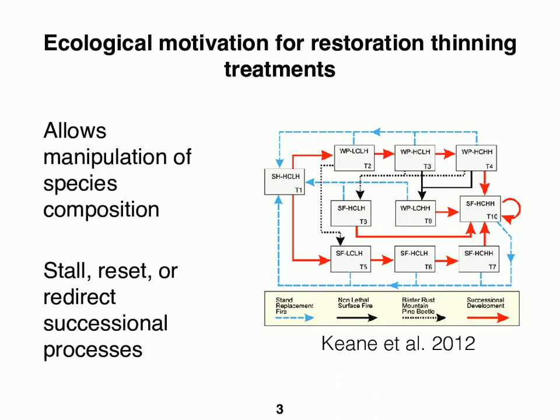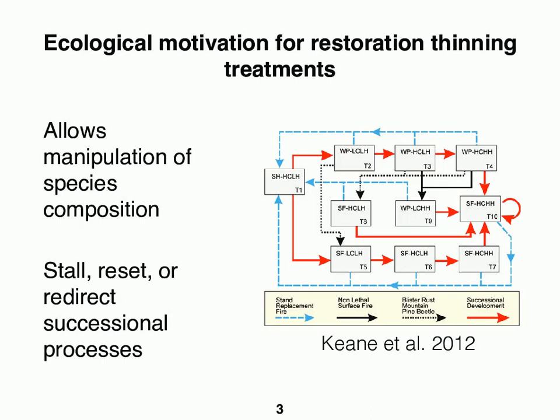This is one of Bob's beautiful diagrams. I don't expect you to go through all of it, but basically, what you need to get from this is that alterations in fire regimes or fire suppression, and the introduction of blister rust and increasing mountain pine beetle activity, have altered successional dynamics in whitebark pine and might cause some changes. So an advantage of using silvicultural thinning is that you can go in and directly manipulate species composition. You can either stall, reset, or redirect these successional pathways.